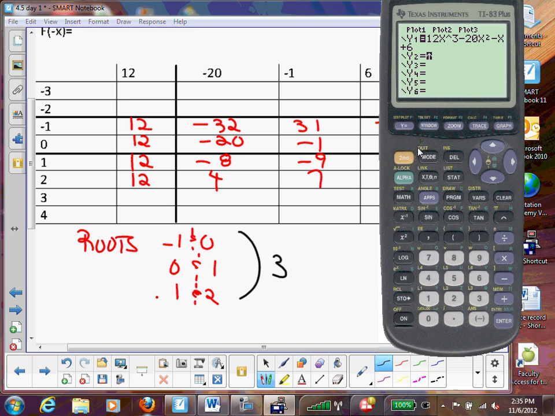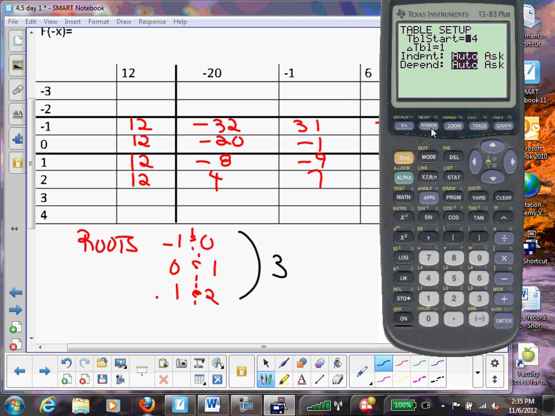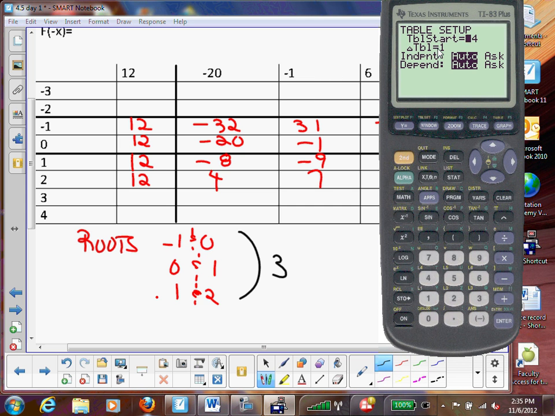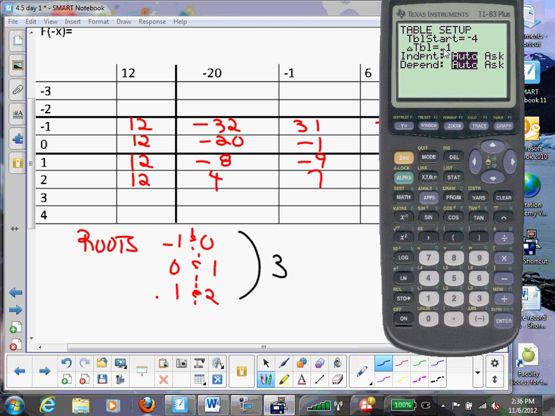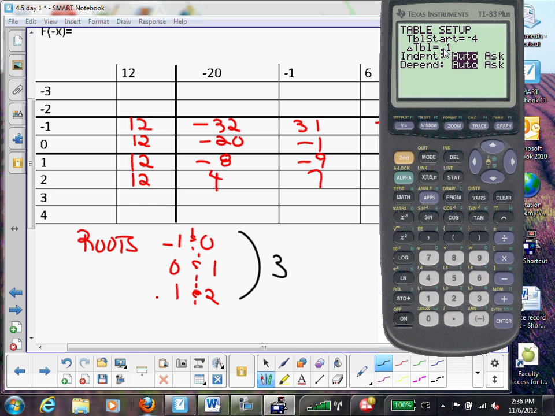We want to set our table. So go to second window. If I want to go up by the nearest tenth, I've got to change this increment, which is right here. It says table, from 1 to 0.1. Because that's going to tell the computer to go by tenths. Okay? Now, where do we want to look between? Well, we don't need to look any further left than -1, correct? Where is our upper bound or our lower bound? At -1. So where do we want the table to start? Do we want it to start at -4 and go up by tenths? No, we want it to start at -1.